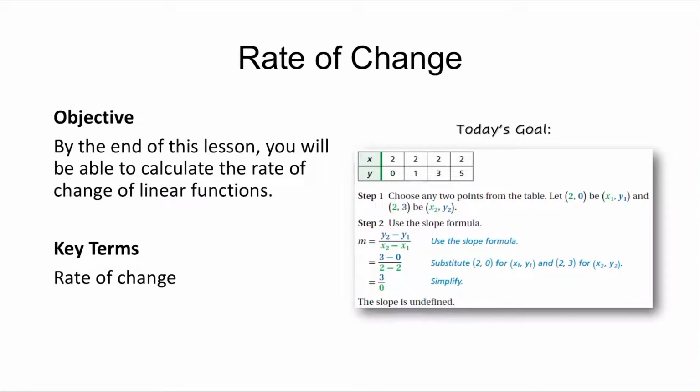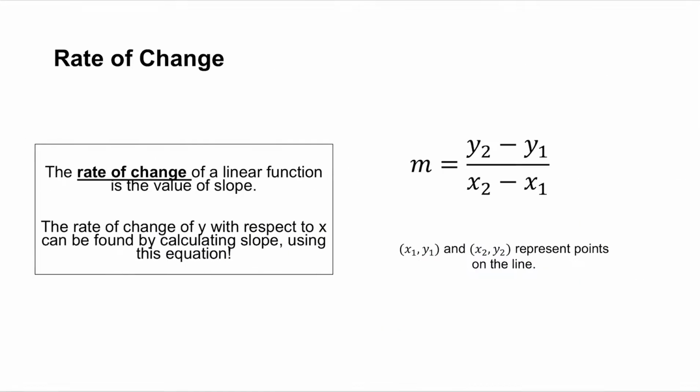In this video, we're going to talk about how to calculate the rate of change of a linear function. The rate of change of a linear function is the value of its slope. The rate of change of y with respect to x can be found by calculating the slope using this equation that you've seen before: m equals y2 minus y1 divided by x2 minus x1. Remember that x1, y1, and x2, y2 represent points that are on the line.